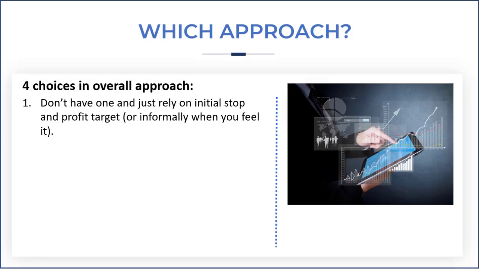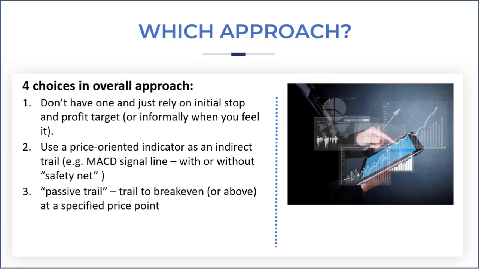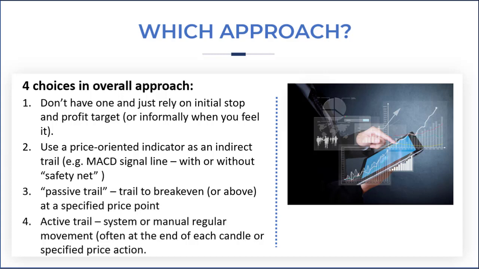We've got 4 choices in our approach for trailing a stop. Obviously, we don't have one and just rely on an initial stop and profit target, or just do something informal. Use a price-orientated indicator as an indirect trail, so for example, a MACD signal line with or without a safety net stop in place. Use what we would term a passive trail, which is a trail to break even or above at a specified price point. And then there is what we term an active trail, which can be manual, which is what we normally do, but we can also set a system trail whereby the system will automatically do it for you.